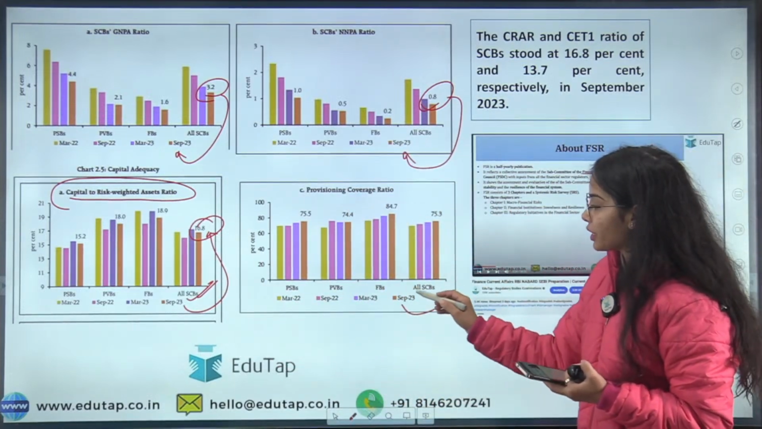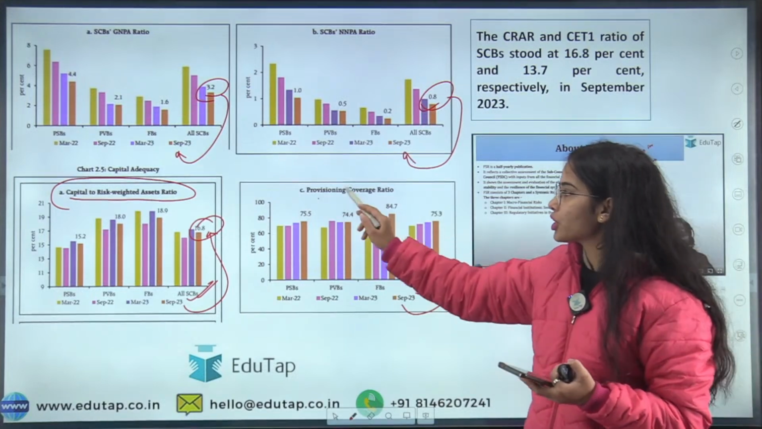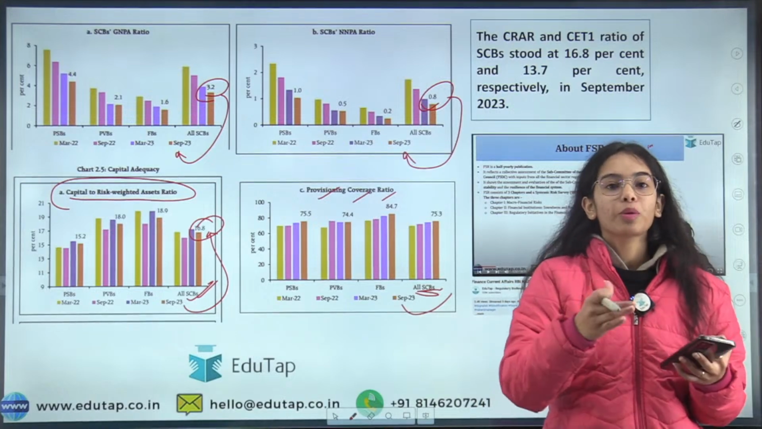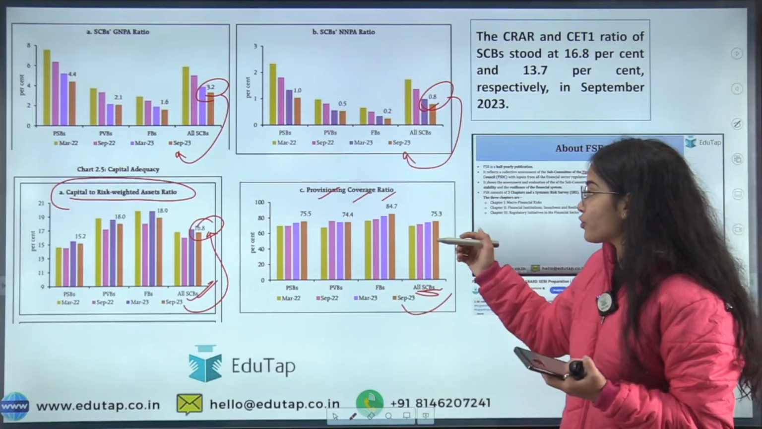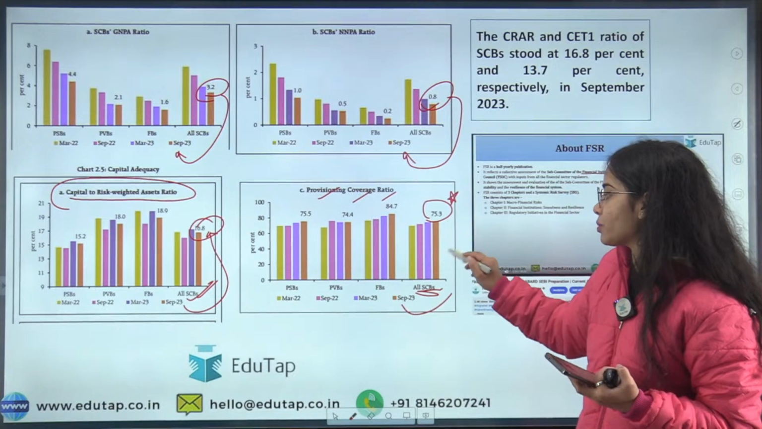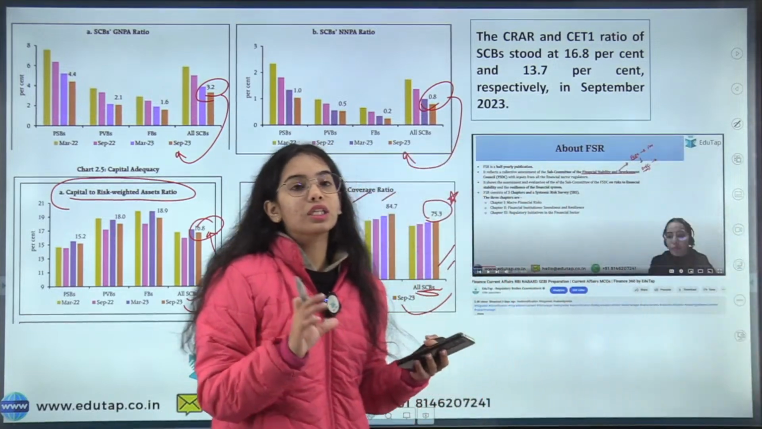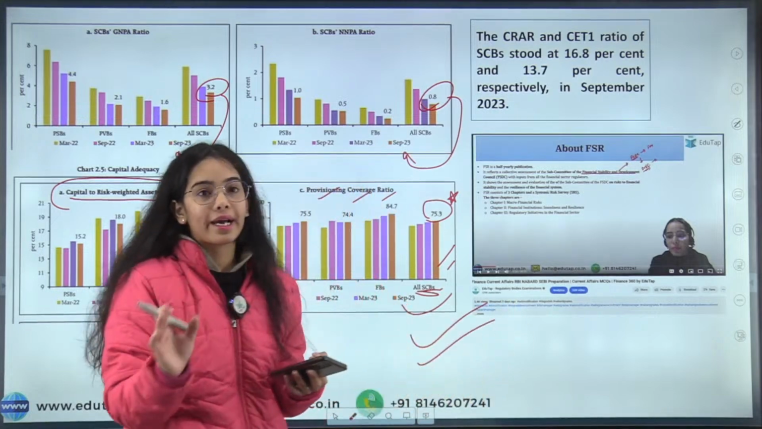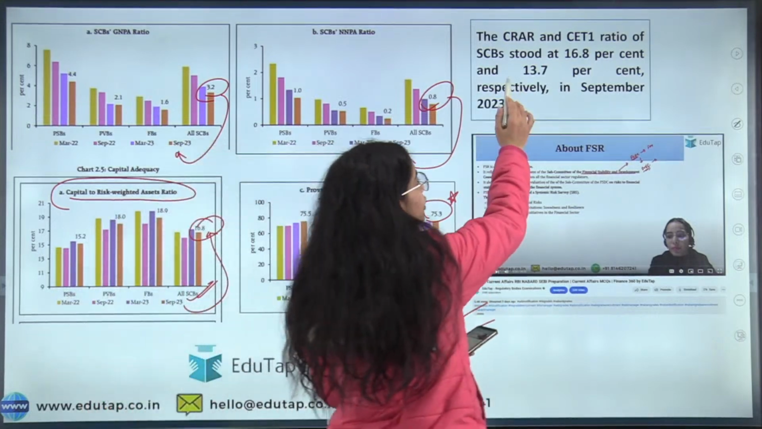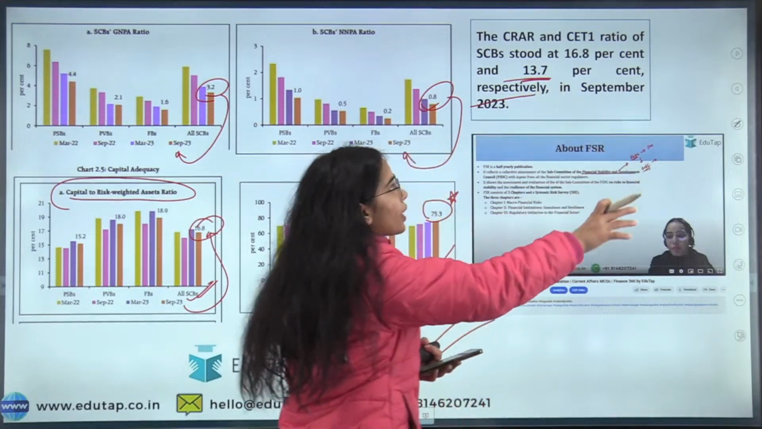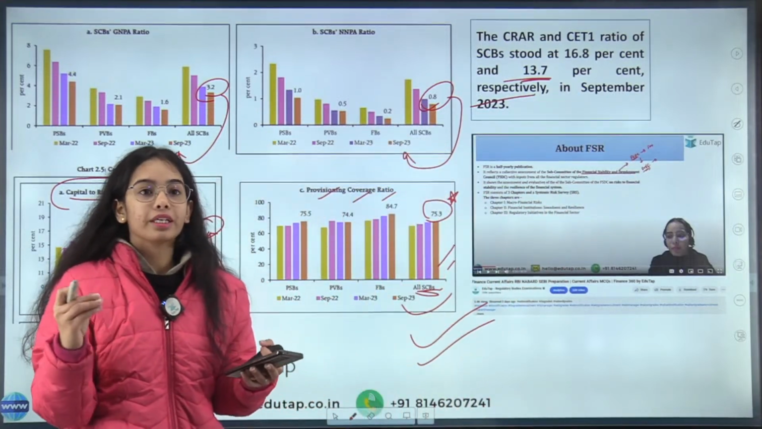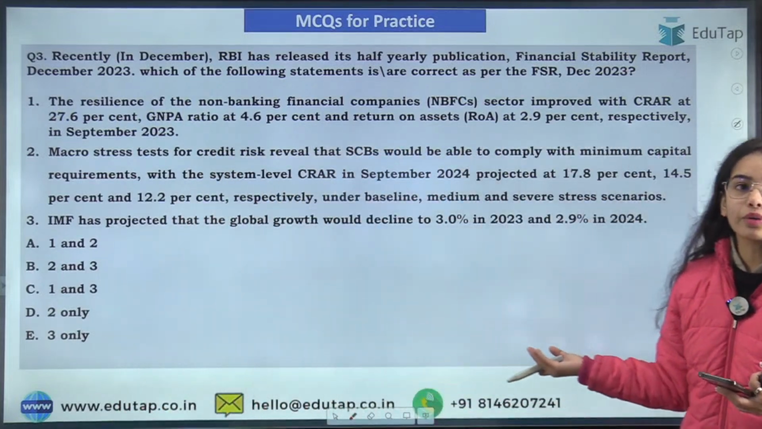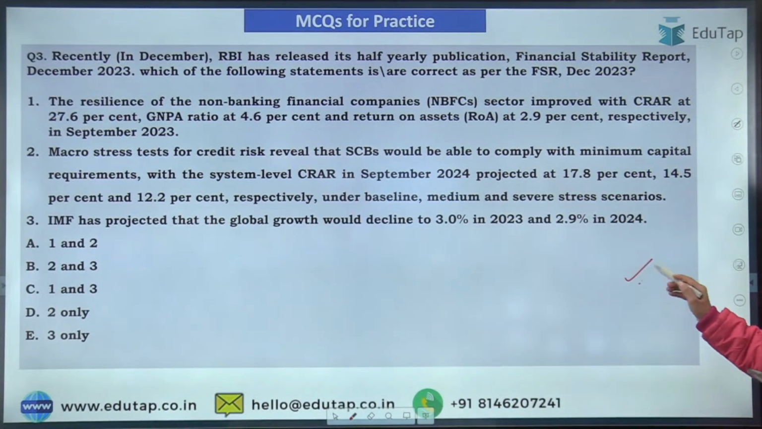For September 2023, for all the scheduled commercial banks, the provisioning coverage ratio, that is the coverage of the non-performing assets. If non-performing assets are there, what is the coverage for that? That is 75.3%. All the important data points regarding the FSR highlights have been discussed with you. Okay, so 13.7% is the CET1 ratio, that is the common equity tier 1 ratio, the most liquid capital with the bank. So try to give the right answer to this question now.